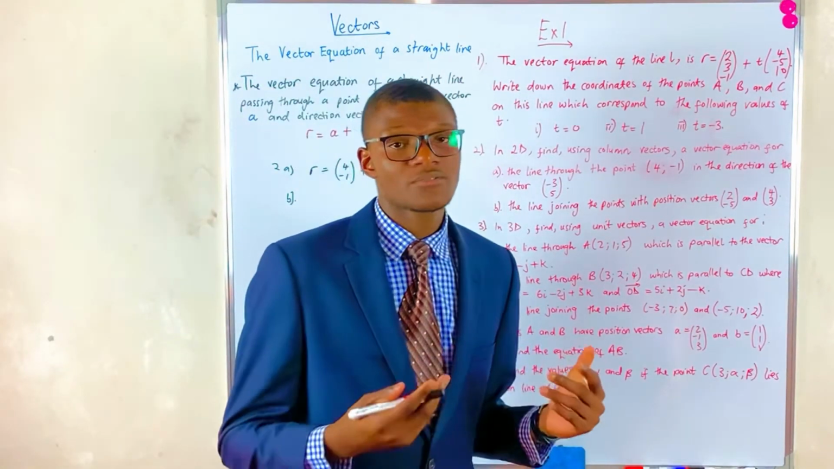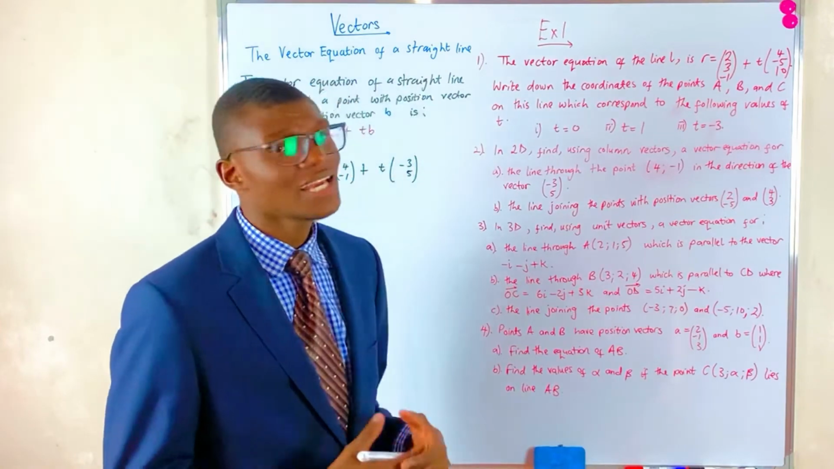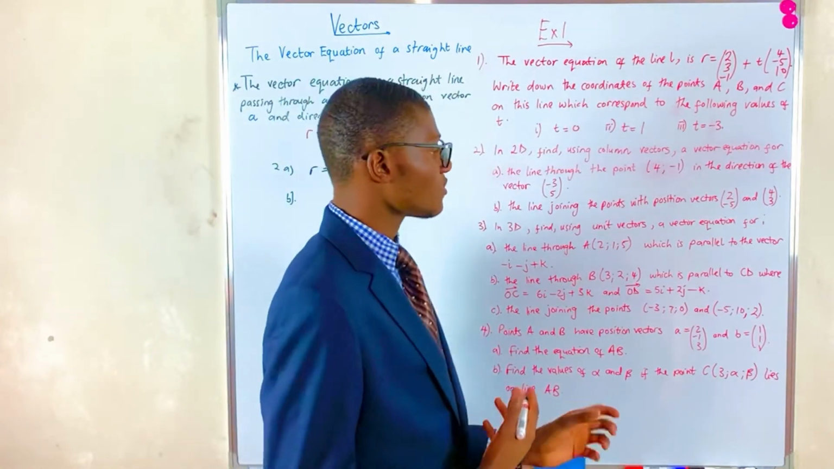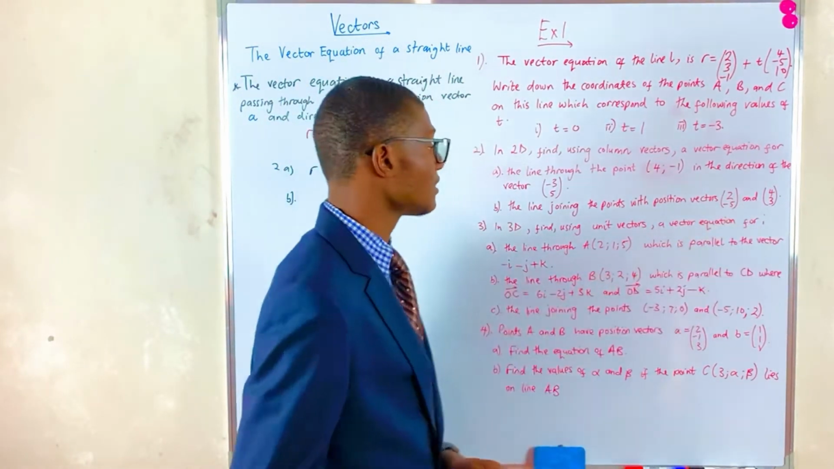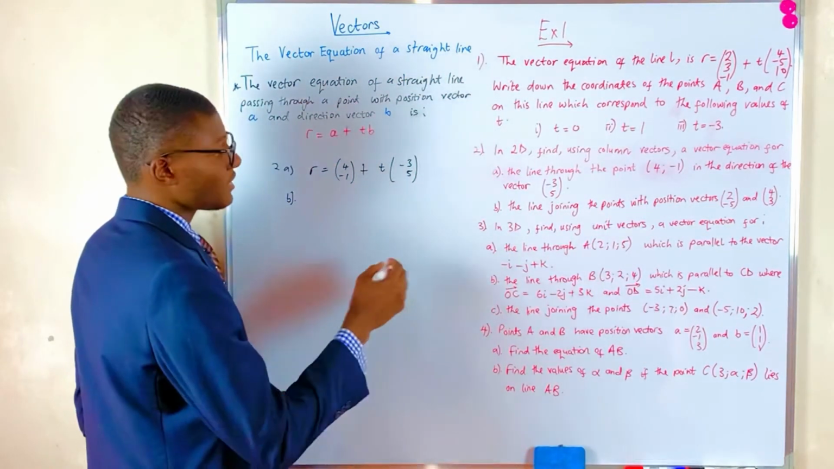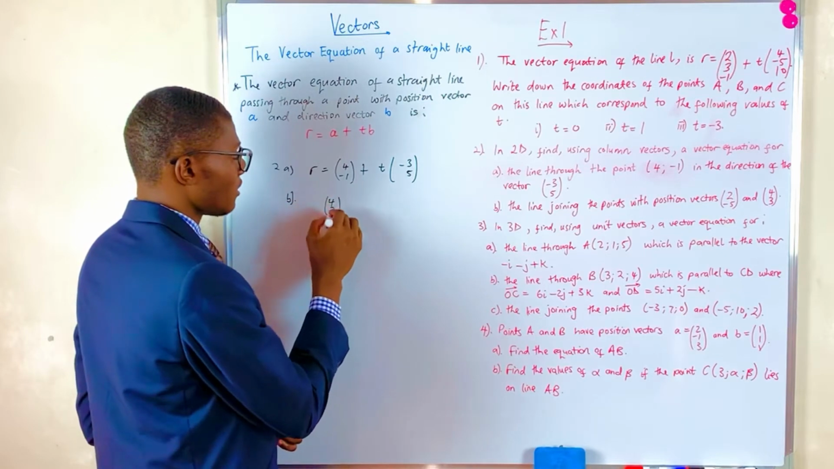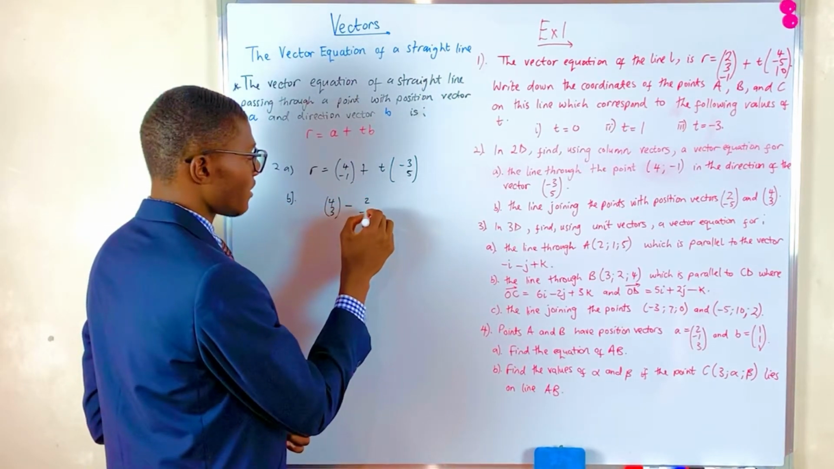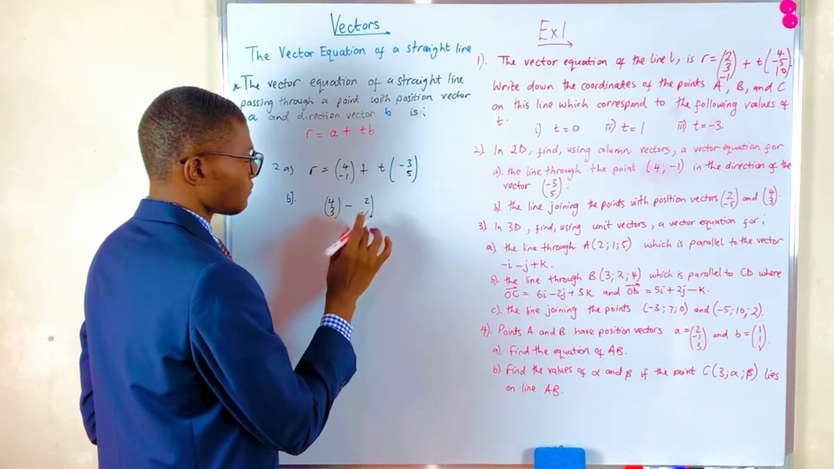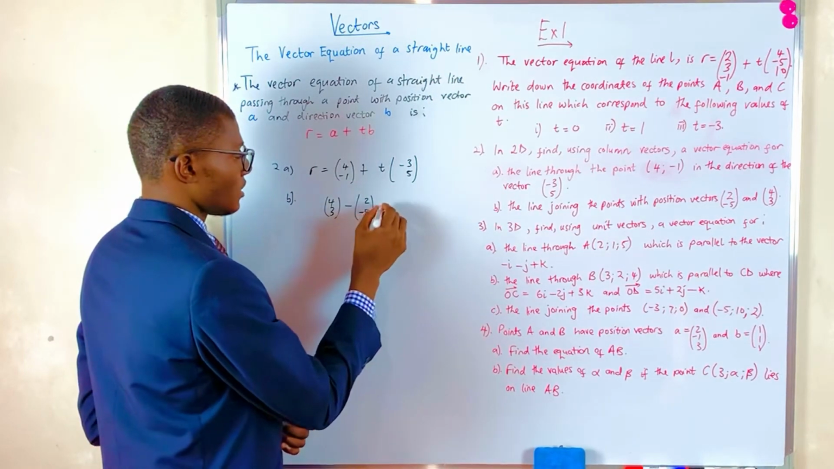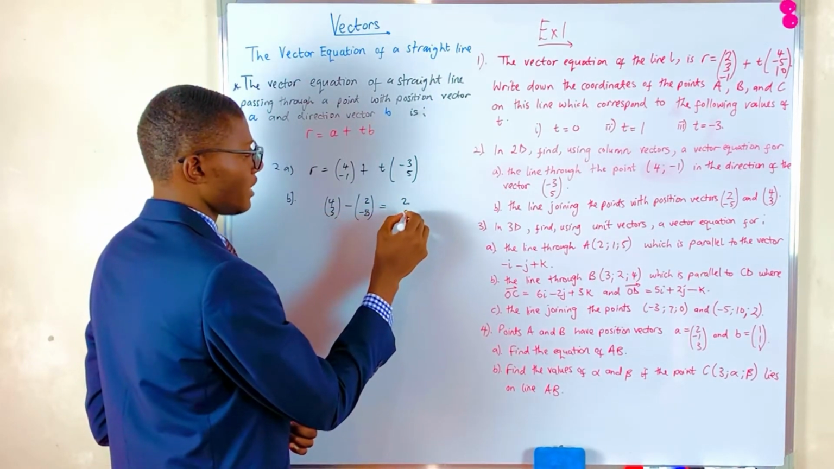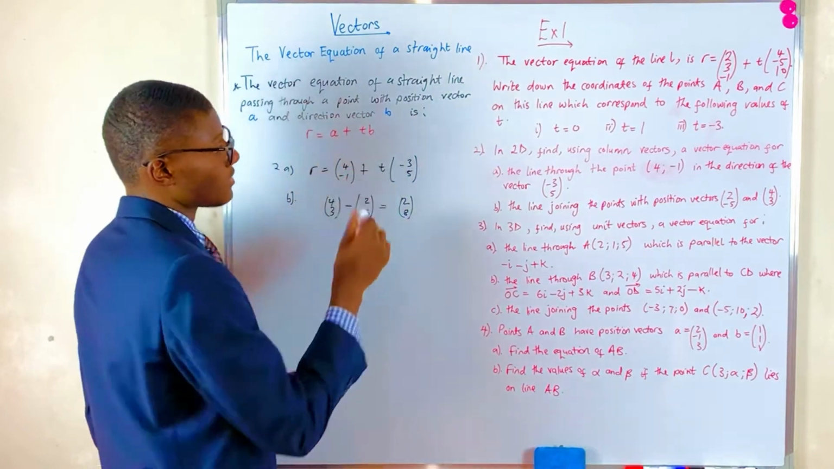In other words, to find the direction vector, we're simply finding the displacement vector from this vector to that vector. So our direction vector b would be given by (4, 3) minus (2, -5), which would be (2, 8). So (2, 8) is our vector b.